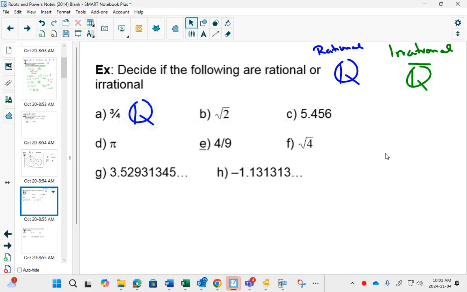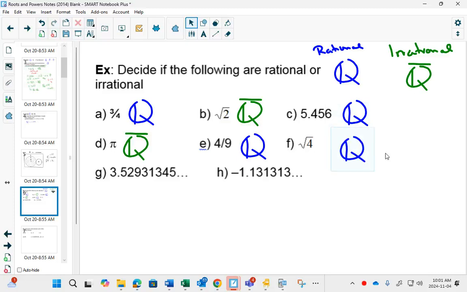All right, how did you do? First one is a rational number. Second one is an irrational number. Third one's a decimal that stops. That's a rational number. Pi, very famous irrational number. 4/9 is a fraction. Fractions are easy. They're always rational numbers. Square root of 4 is equal to 2. That was tricky. Not all square roots are irrational numbers.